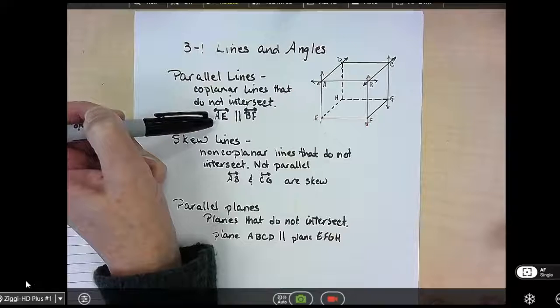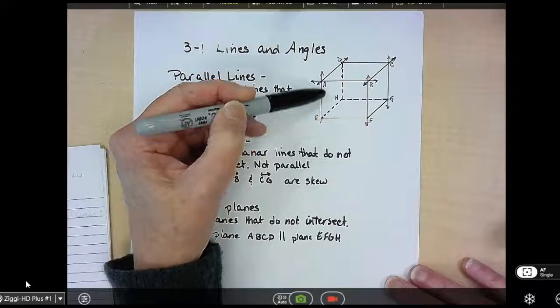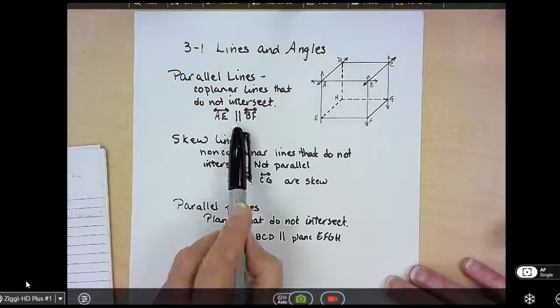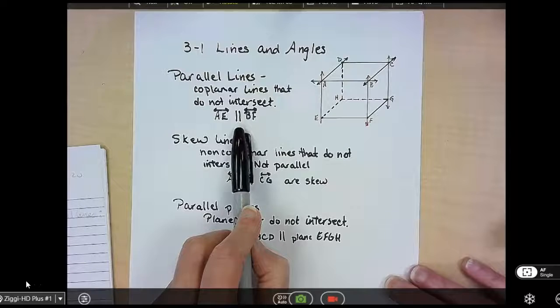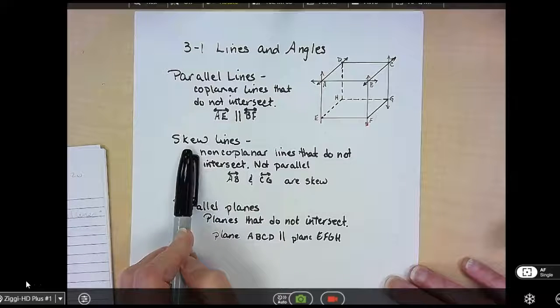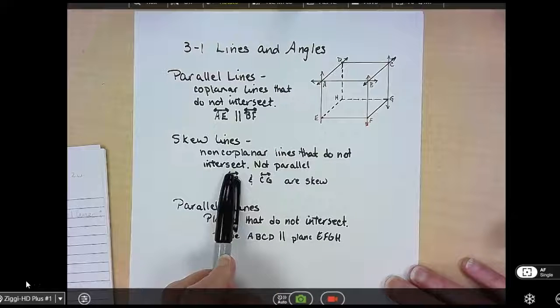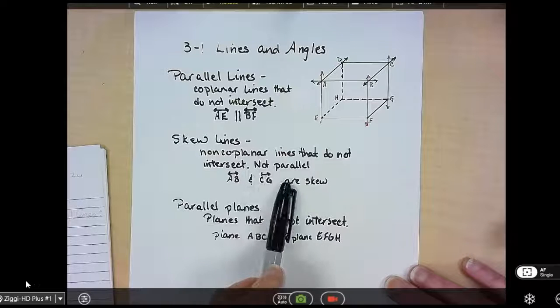If we look at line AE, which is this vertical line, it is parallel to BF. Two vertical lines show that it's parallel. Skew lines are non-coplanar lines that do not intersect. So they're like parallel lines in that they do not intersect, but they are not in the same plane.